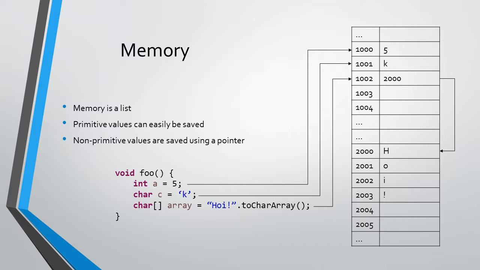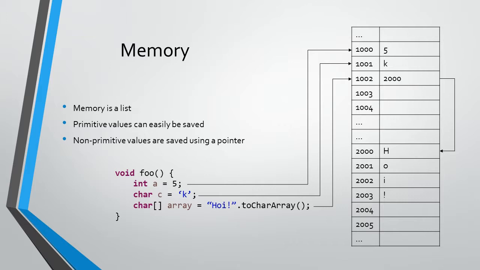Primitive types can easily be saved in these memory locations. For example, over here you can save an integer in the memory location with address 1000 and a character in 1001. But if you want to save, let's say, an array in 1002, the array itself isn't actually saved in that memory location, but somewhere else. For example, in 2000. In 1002, you will store a so-called pointer to the memory location where the array is stored. So 1002 gets the value 2000.